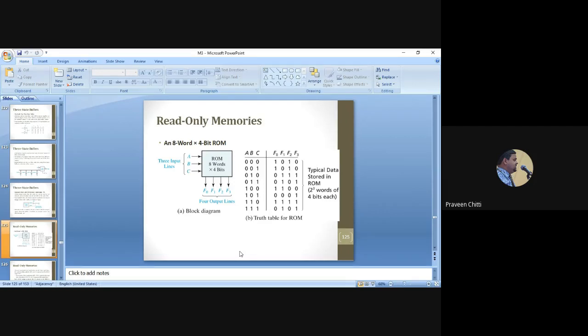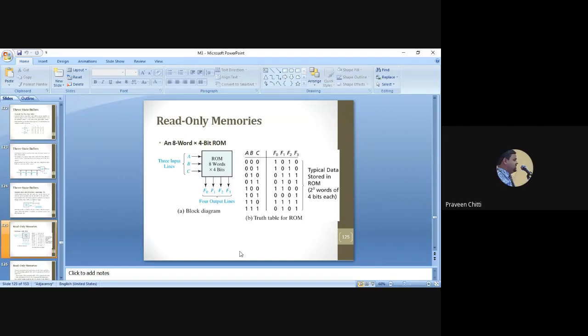I think you can see on the screen what I have shown. There is one ROM example shown, and it is an 8-word by 4-bit ROM. 8 by 4 ROM means what? There are 8 locations, and each location can store how many bits of data here? The ROM which I have shown here has 8 memory locations, and every memory location can store how many bits of information? 4. 4 bits of information.